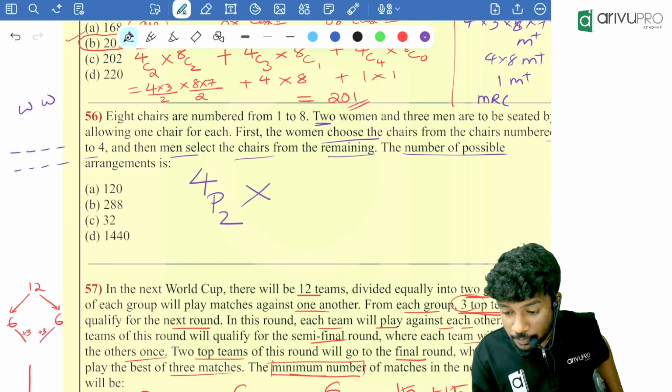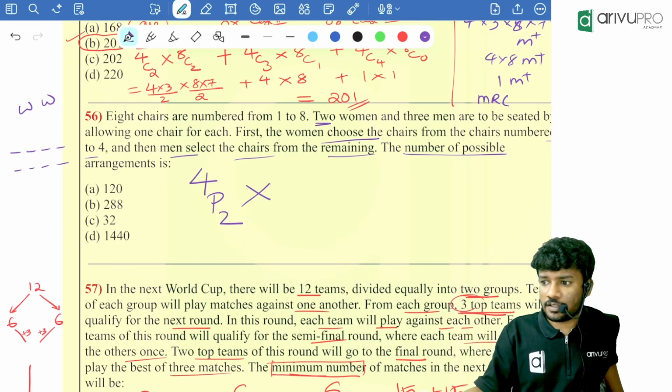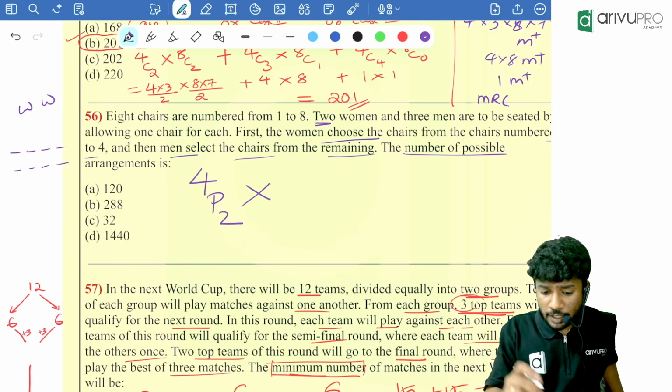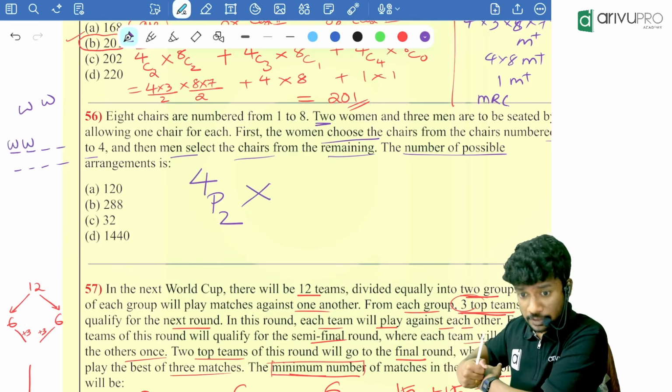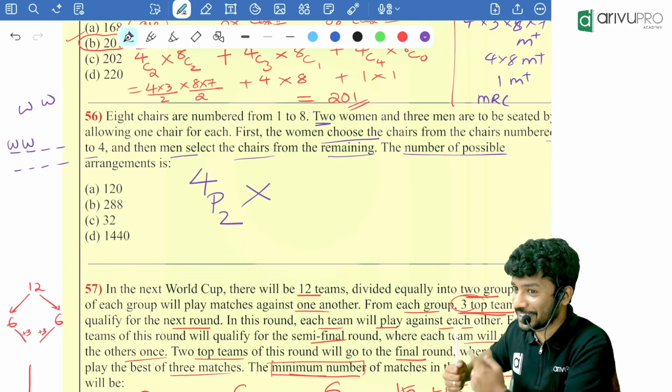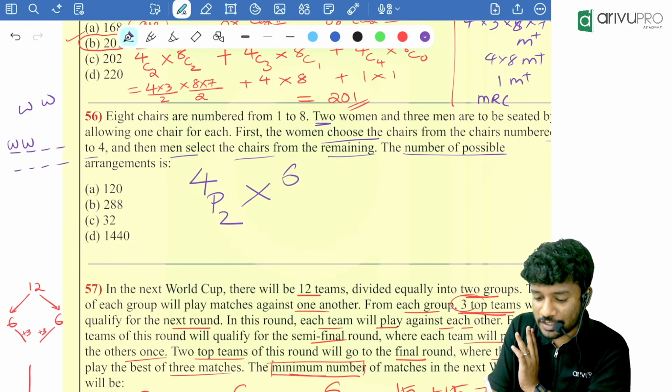And men are there, right? How many men are there, people? 3 men. 3 men can sit in how many chairs then? Remaining chairs means how many are remaining? Only 4? Hey, 2 women are only there. They will be like, I want the other chair also. I'll keep that chair. Is that the case? No. Remaining chairs means how many are remaining? 6 are remaining. In the 6, they will be sitting.